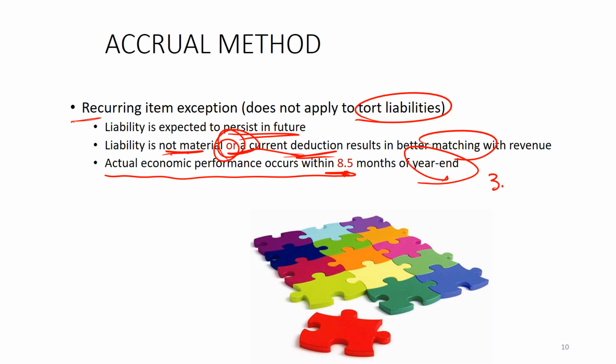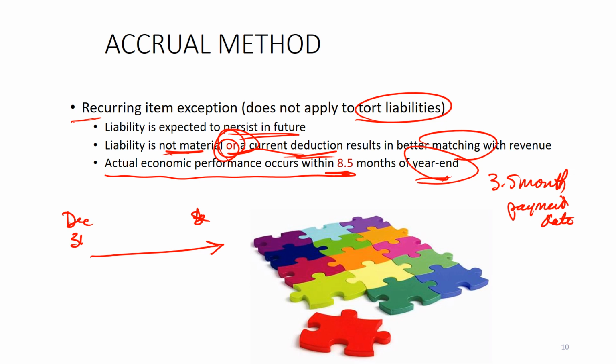A little different. Remember, the 3.5 month rule was at the payment date. We were looking at 3.5 months within the payment date. Here we're actually looking at year end. So we're at December 31st. Economic performance is then going to occur within 8.5 months. So somewhere around, let's see, that would be September 15th, I think. Within 8.5 months of the year end, we'd actually have to receive whatever it is we bought or whatever sorts of items we're receiving.